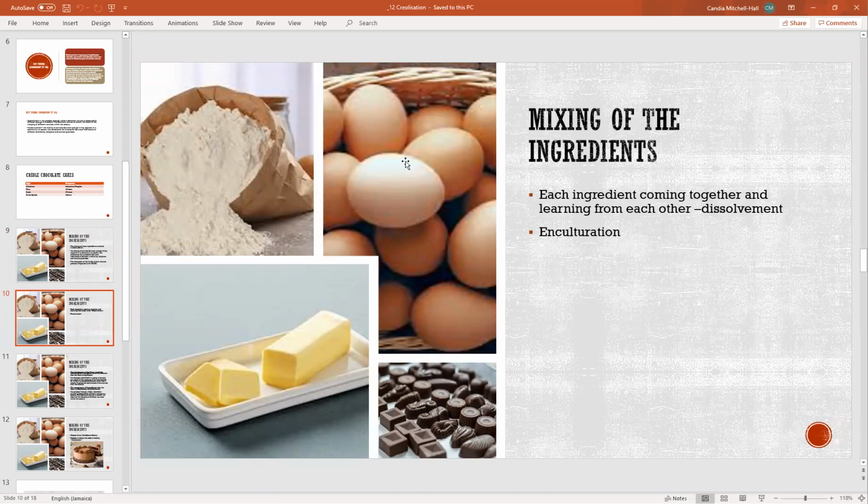Now, enculturation is that once you mix these together, first of all, for those of you who bake, you realize that you have to put the sugar and the butter together and beat it around to ensure that it's smooth. During that process, the sugar has to dissolve. Same thing with the egg and the flour, everything has to dissolve. So in all of this, they are absorbing each other's ingredients.